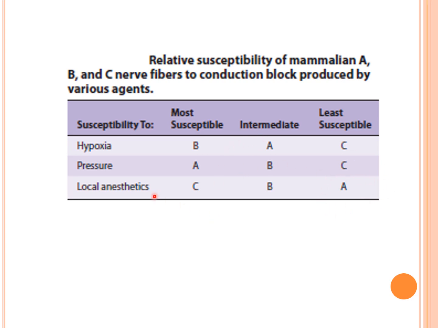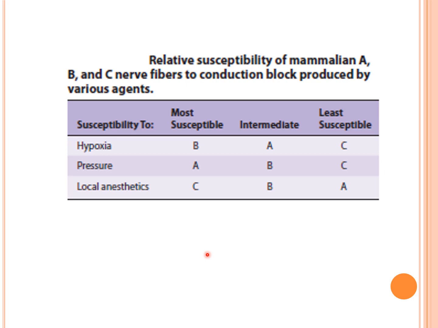Many MCQs can be asked from this table. Which is the most susceptible fiber to hypoxia? B. Which is the most susceptible fiber to pressure? A. We can remember this type A fiber with a term we have heard, called Saturday night palsy. When the forearm is kept under the head and the person sleeps, what will happen? Some palsy will occur.